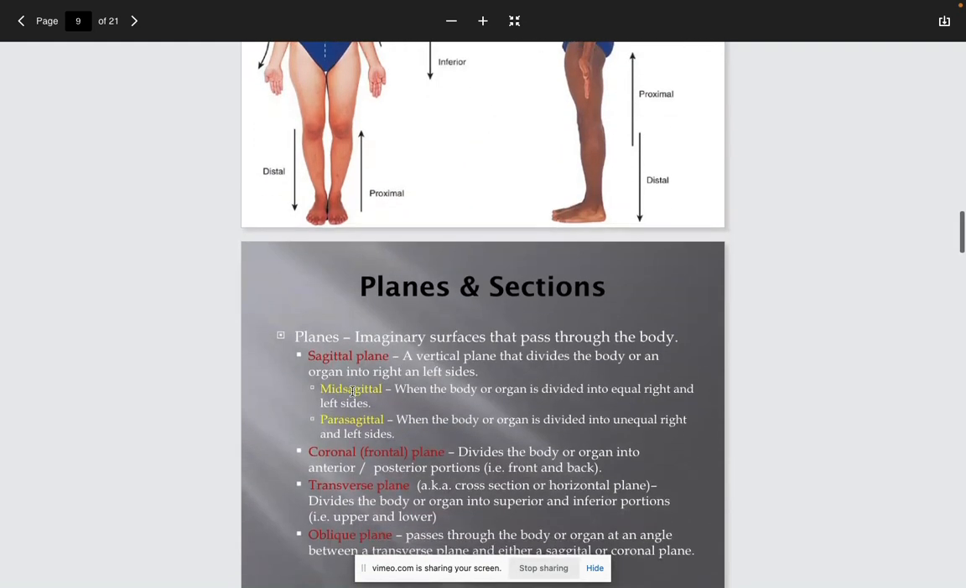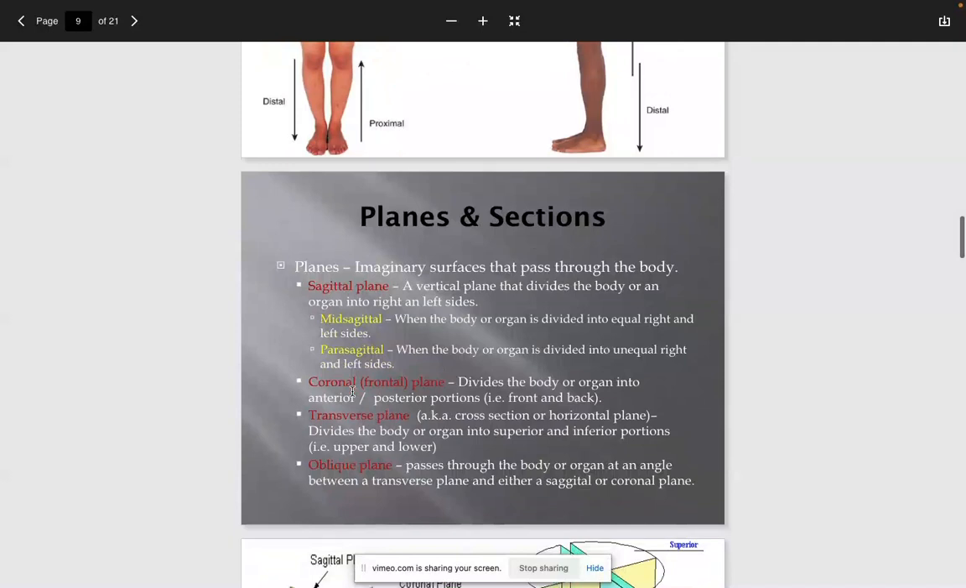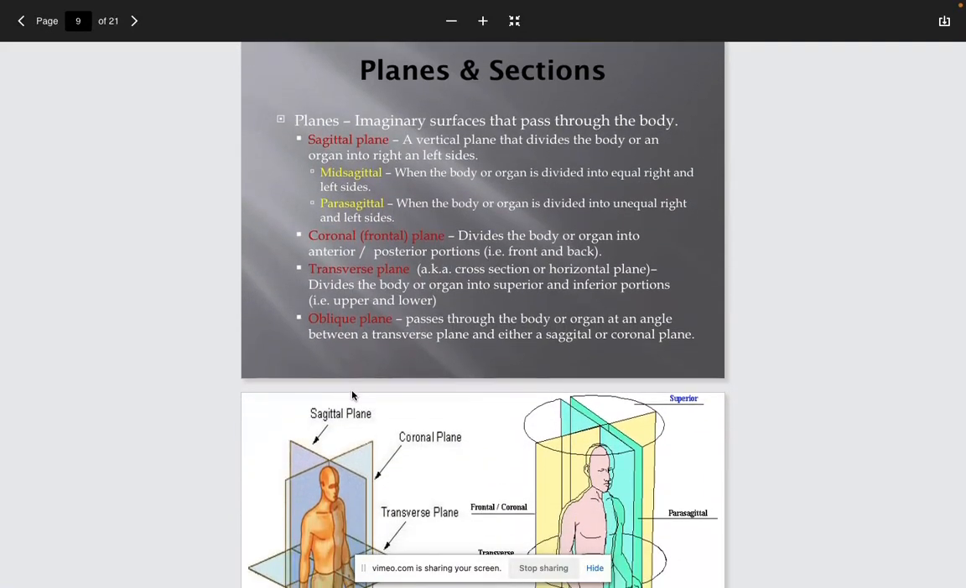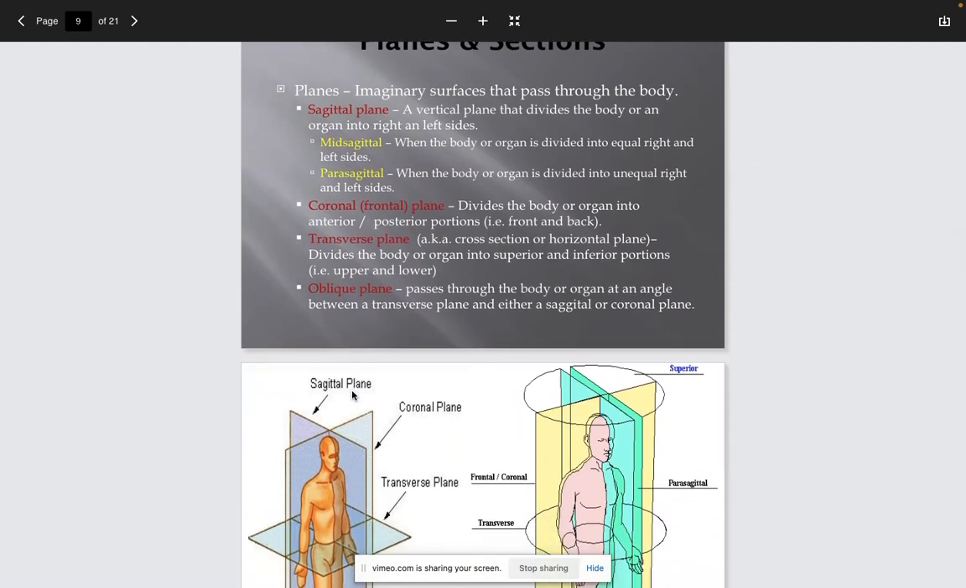Planes and sections, these are a little bit more difficult. Once you see the picture, I think it'll make a little bit more sense. It's just the way the body is divided up. It's just an imaginary surface that passes through the body, and you can see that here. So a sagittal is just a vertical line that goes through and divides the body into right and left sides. For now, I won't go into mid-sagittal and parasagittal. I just want you to be familiar with what the sagittal plane is. It's a vertical line that cuts the portion in half, dividing it into right and left sides.